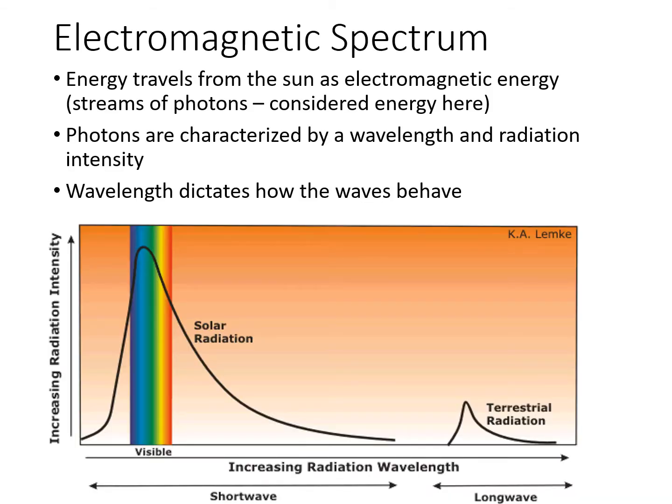This image shows the electromagnetic spectrum. Energy travels from the sun in streams of photons, or electromagnetic energy. Photons are characterized by a wavelength and radiation intensity. Wavelength dictates how the waves behave. Energy from the sun is mainly in the ultraviolet and visible wavelengths, while energy from Earth is mainly in the infrared wavelengths.